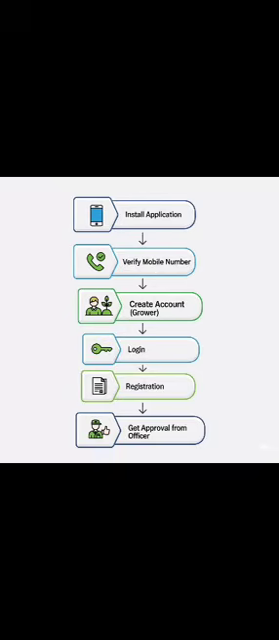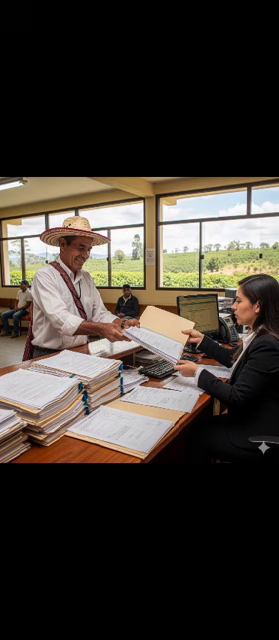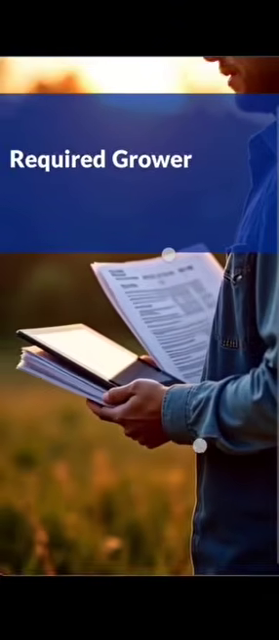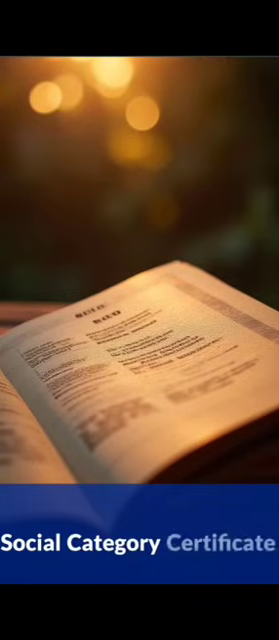The registration process is very simple and involves 6 steps. Grower needs to share a soft copy or hard copy of the following documents with the extension officer or approver, and the documents are Aadhaar card, and this document is mandatory. Social category certificate only for SC/ST growers, and it is mandatory if applicable.